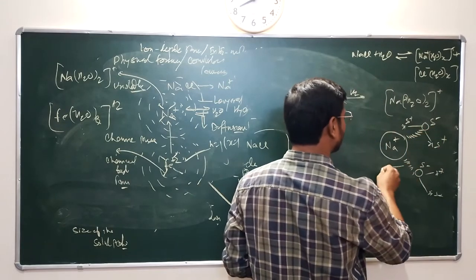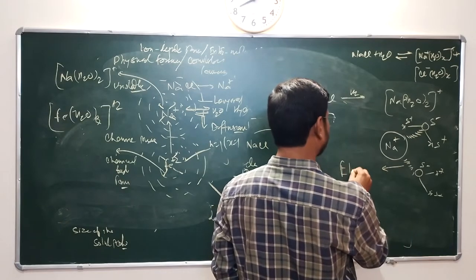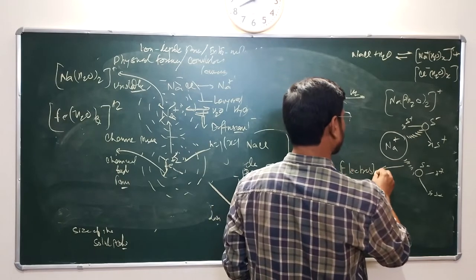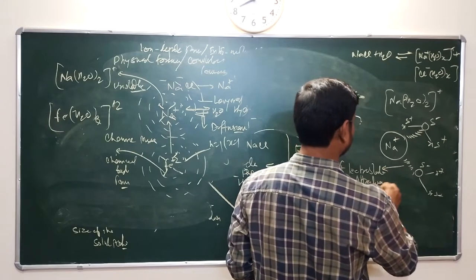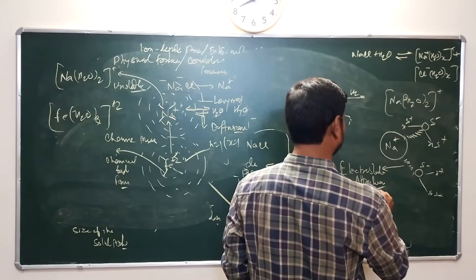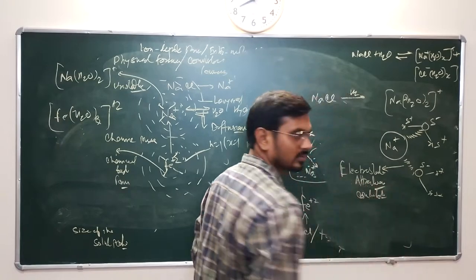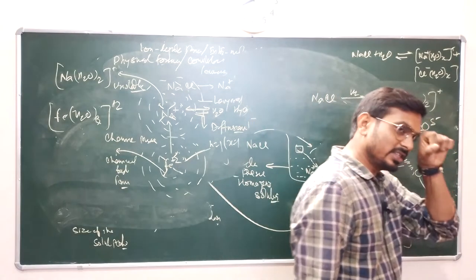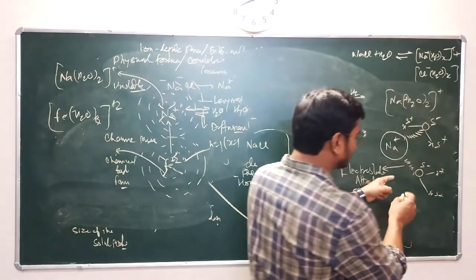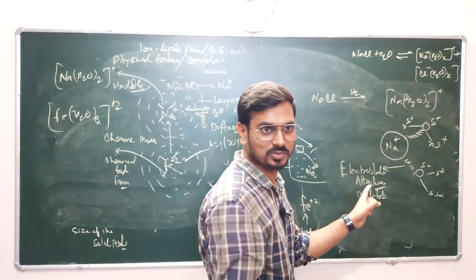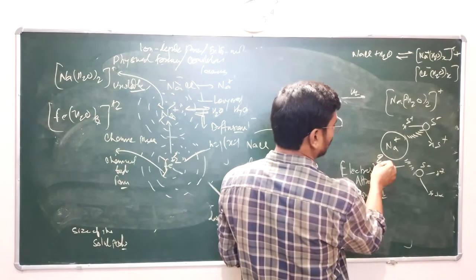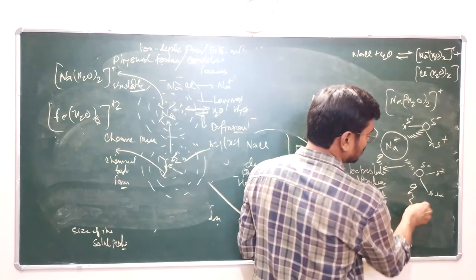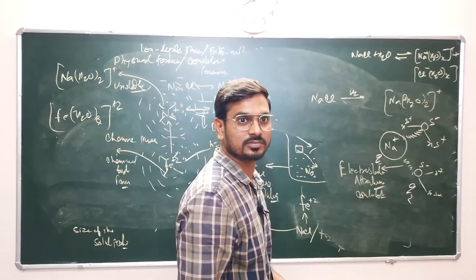And this is an electrostatic attraction. That is basically a Coulombic attraction. It means there is no chemical bond formation. It is simply a Coulombic attraction between two charges, q1 and q2, which physics students may pay attention to.